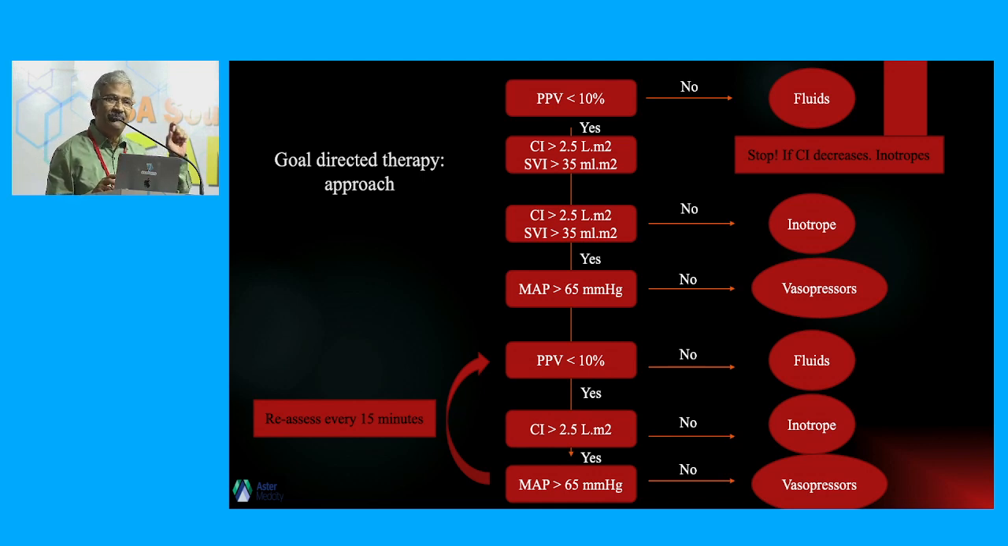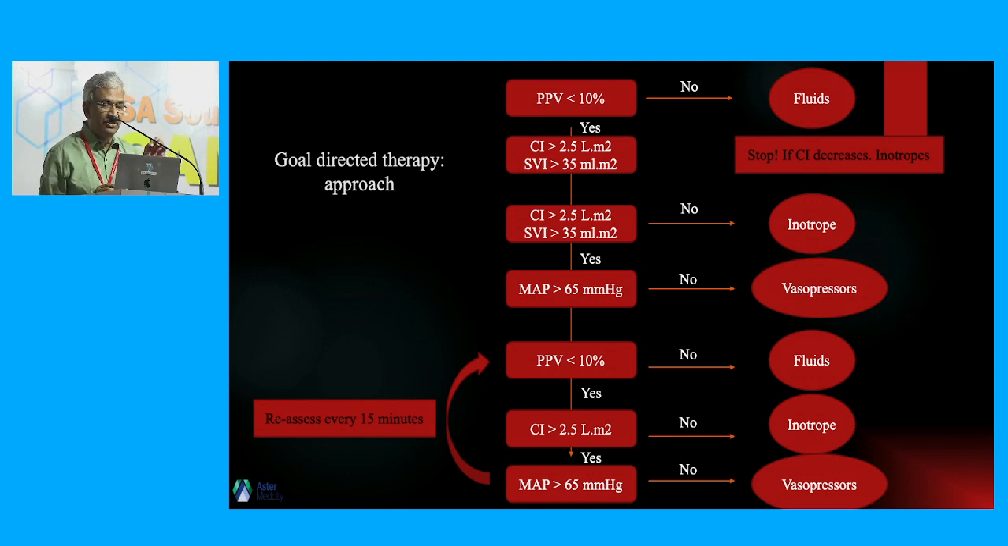Once you adequately fill the patient, then look at two things: cardiac index and the stroke volume index. If your cardiac index and stroke volume index are adequate, but your mean arterial pressure, come to the fourth column, is less than 65 in spite of having a good cardiac index, then you need a vasopressor. This is how you go forward.